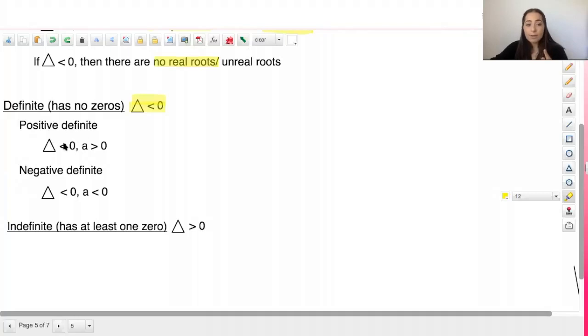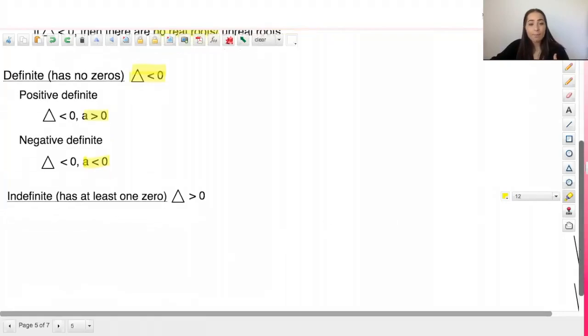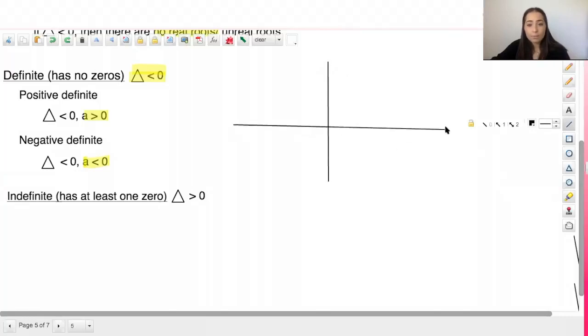Positive definite means that the coefficient of x squared, so a, is positive, whereas a negative definite means the coefficient of x squared is negative. As you can see, the discriminant in both of these cases is also negative because that is the definition of a definite. And then you have an indefinite parabola, and this just means it has at least one zero. So that means your discriminant is positive. So just really quickly, I'll show you what these look like.